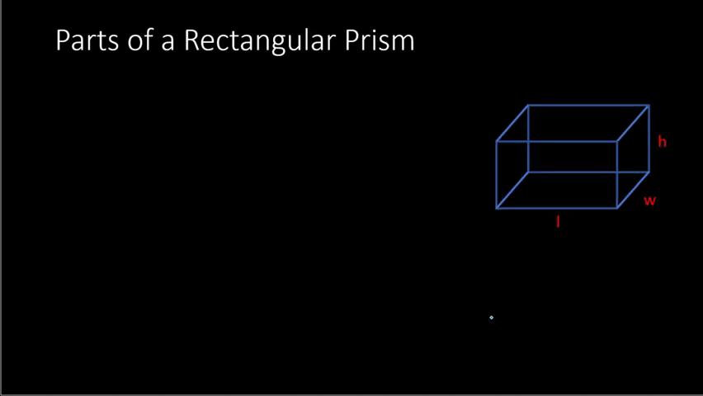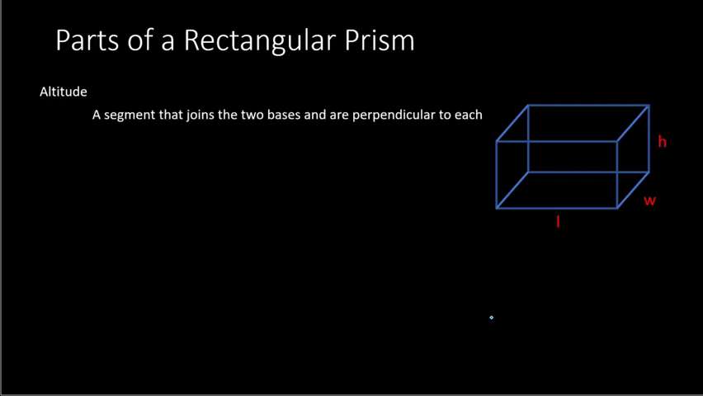Now a couple more terms with a prism. We have what's called the altitude. The altitude is sometimes used as the same as the word height, so altitude and height are kind of the same thing. Technically speaking, it is a segment that joins the two bases and is perpendicular to them. We said the bases would be the top and the bottom, so the altitude would be a segment connecting those. Like right here in yellow, this would be one of the altitudes. Or it could be this segment right here in the front, or on the other side, or in the back. Any of those segments connecting the two bases would be an altitude.